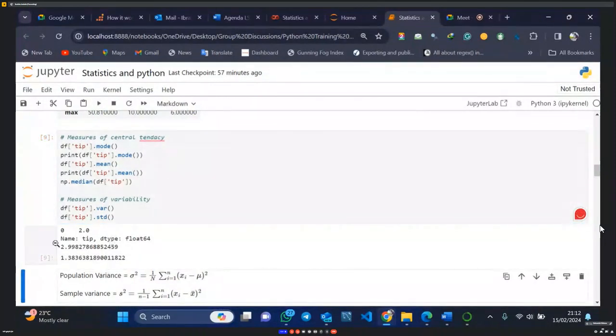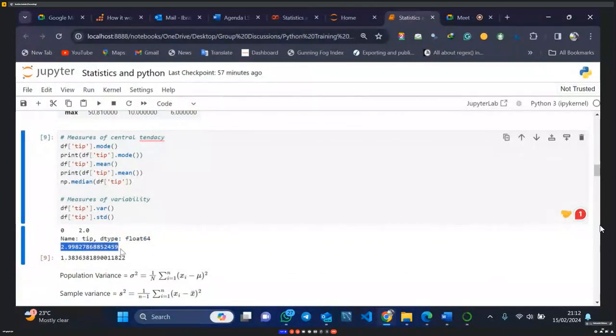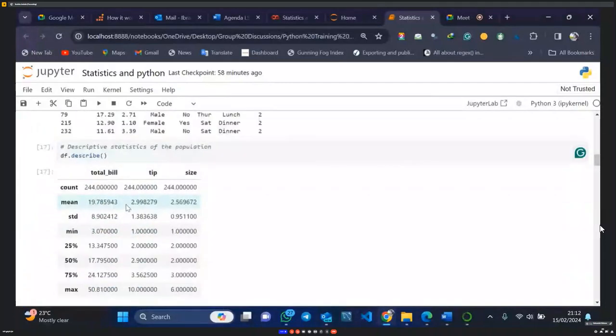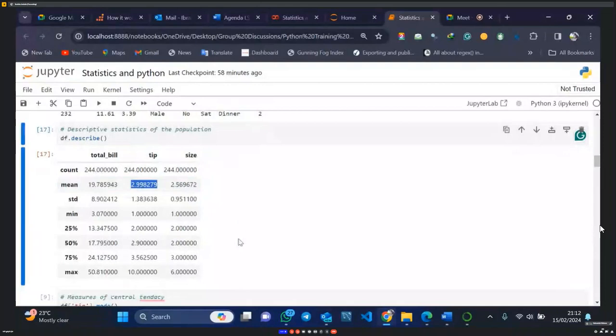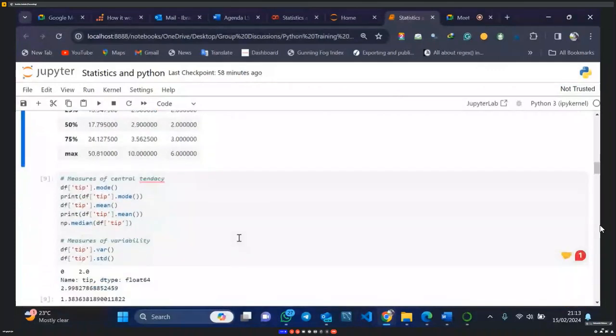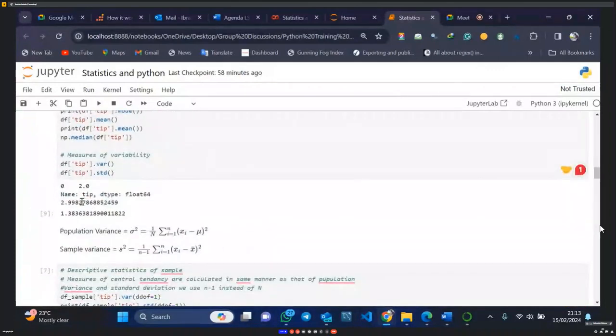So the mean here, this is the mean. This is the second variable. So I'm trying to compare this mean calculated by Python with this mean also calculated by Python. So they're kind of the same. Let me see. Yeah, 2.99827. Yeah, they're almost the same. Okay, fine. Thank you.